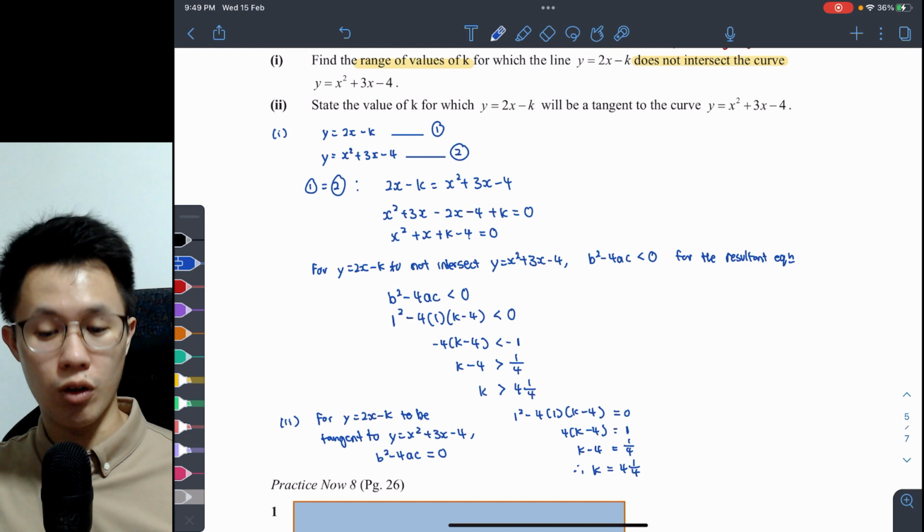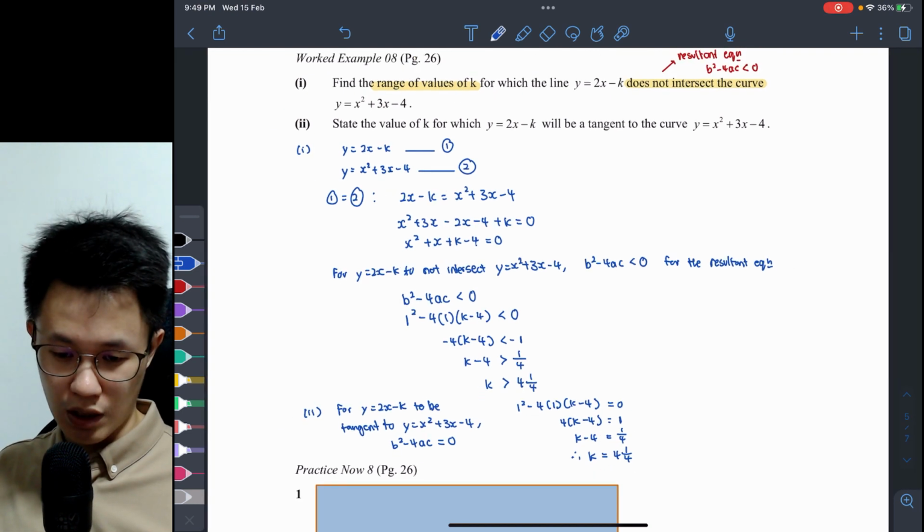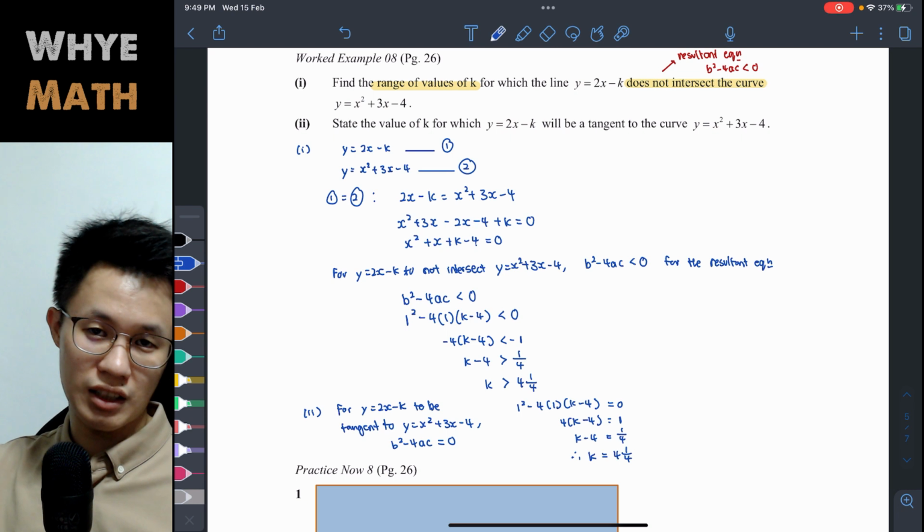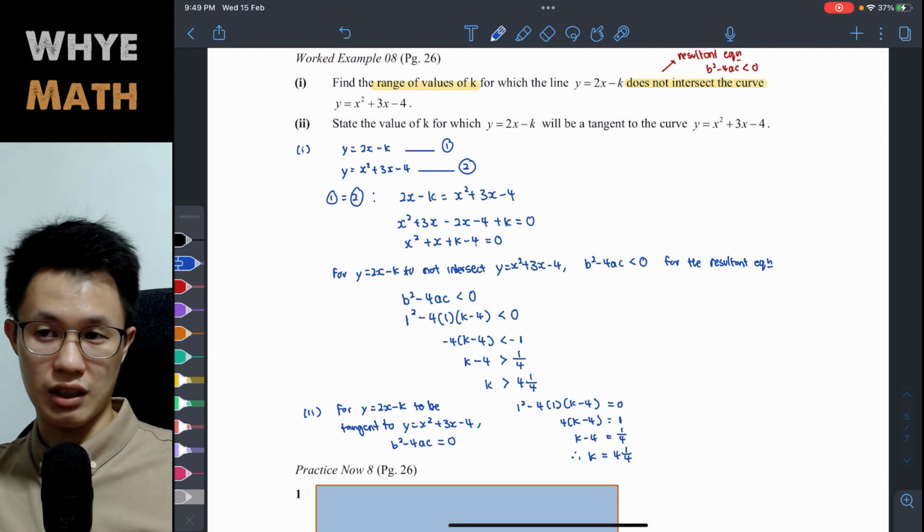So that's all for this example, where we look at how we find the range of values for a linear equation intersecting a quadratic curve. That's all.